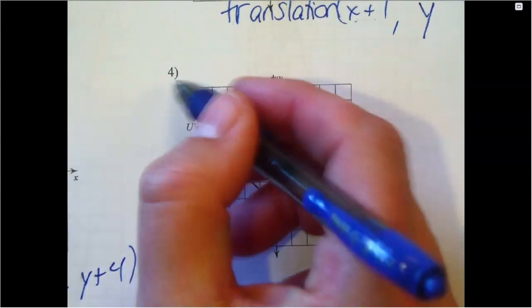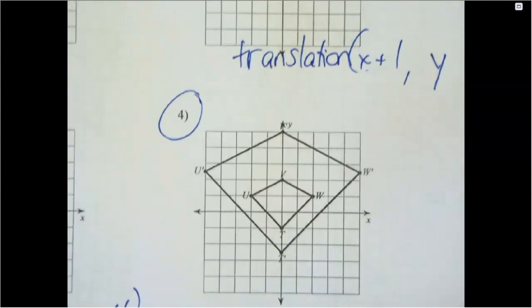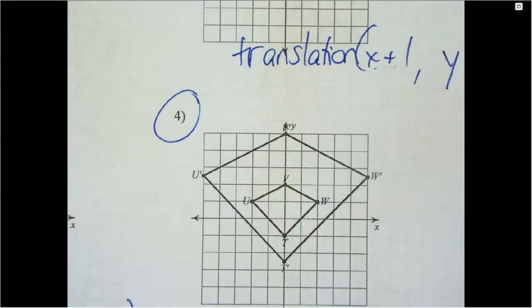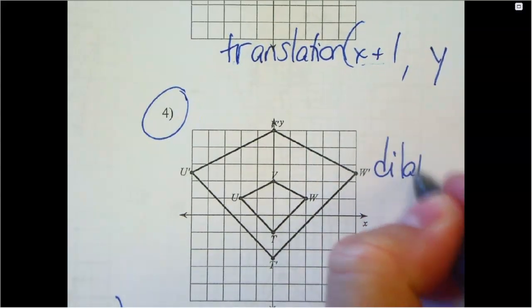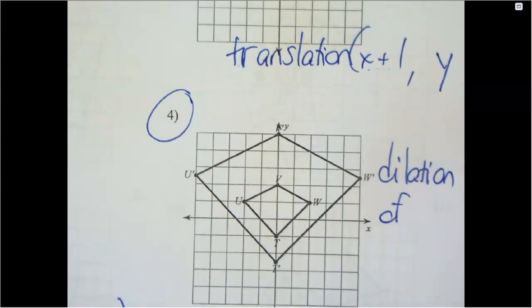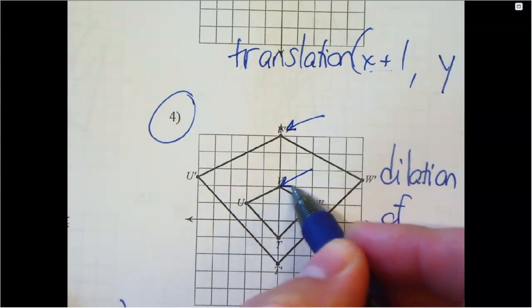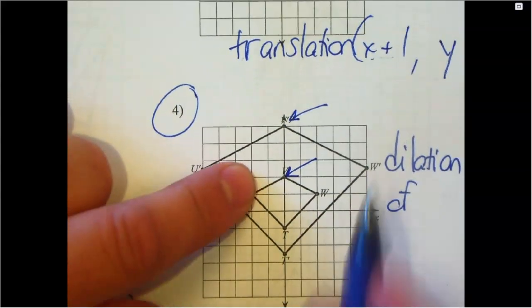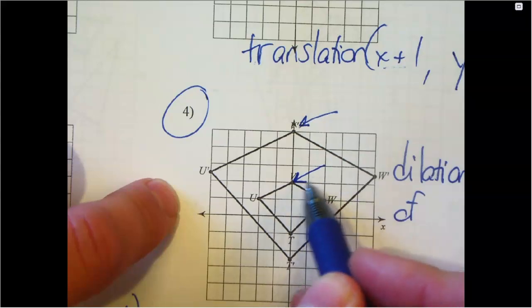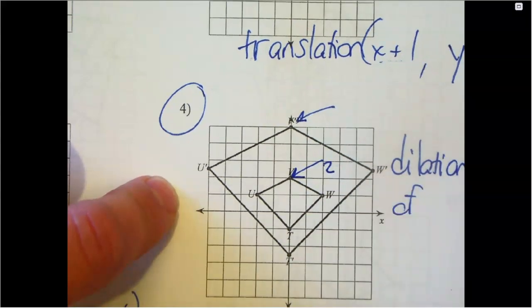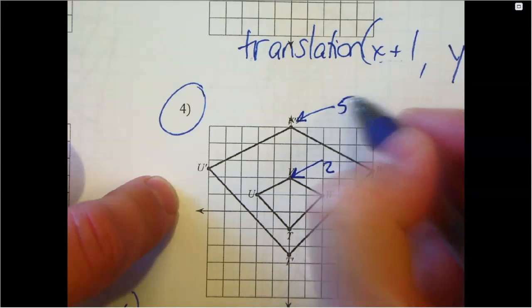Alright, 4. What kind is that? Dilation, I can tell because it just got bigger. It's like the whole shape just blew up like that balloon I showed you a second ago. So it is a dilation. But the second part of that is, okay, what size is the dilation? So you can pick anything. I'm going to look at that y value and that y value because it obviously got bigger. This y value here is 2. And then the y value up here is 5.